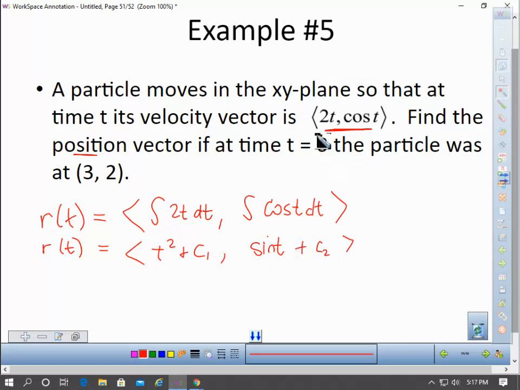Now we use the rest of this information to figure out what the c values are, because we want to find the position vector. We're not done finding the position vector until we find these constants. That's why they told us at time t equals 0, the particle was at the point 3, 2. So for this function, t squared plus c equaled 3 when the time was 0. So 0 squared plus c equals 3, which means c is 3.